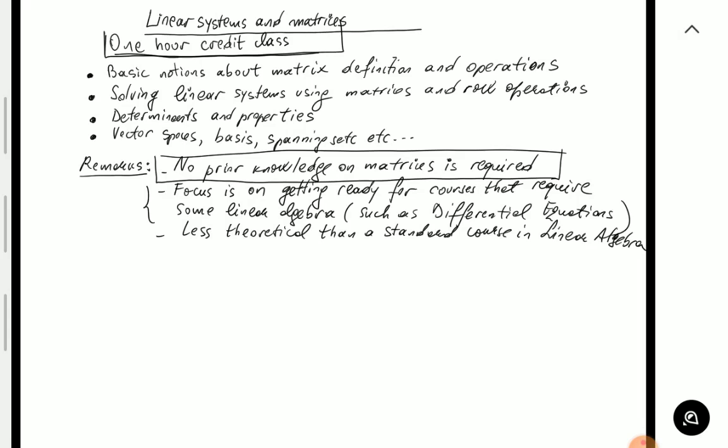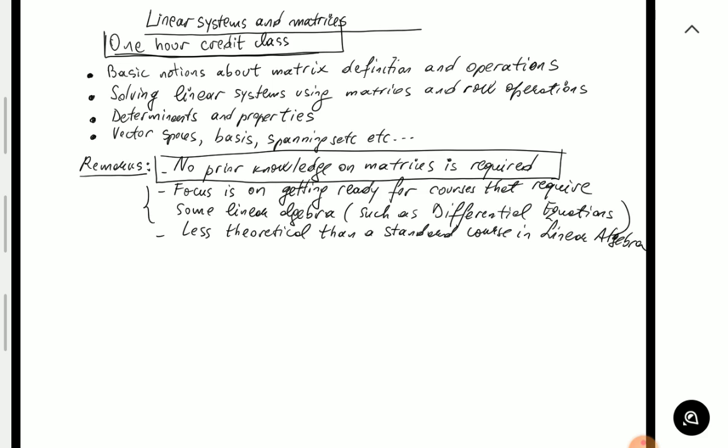This will be much shorter than the other ones posted on this channel. It is a 1-hour credit class in linear systems and matrices. Just a couple of remarks before we start our first lecture. This is a class that typically meets 1 hour every week for the full semester, or 2 hours every week for half of the semester.